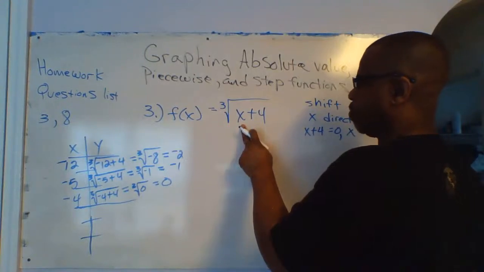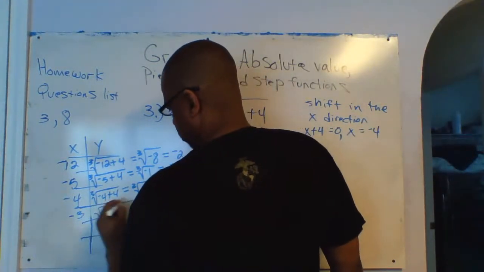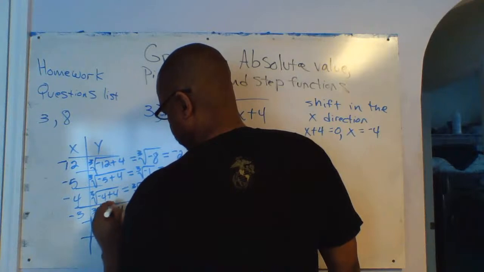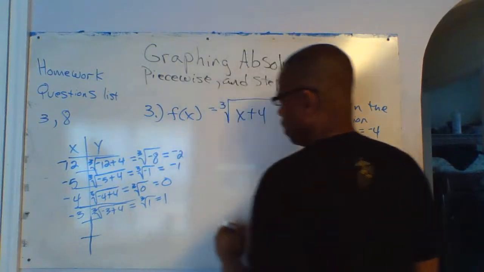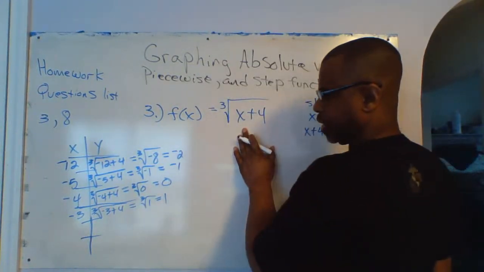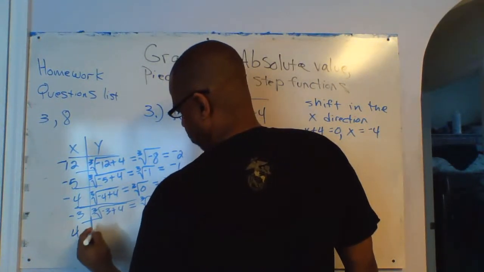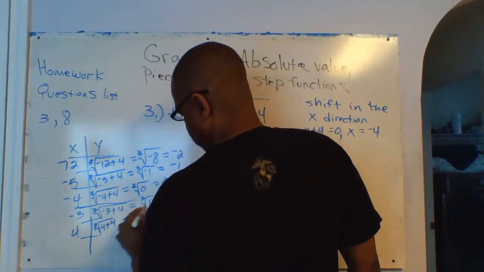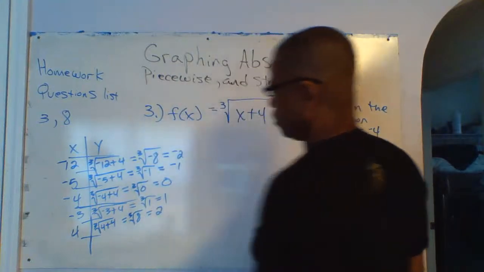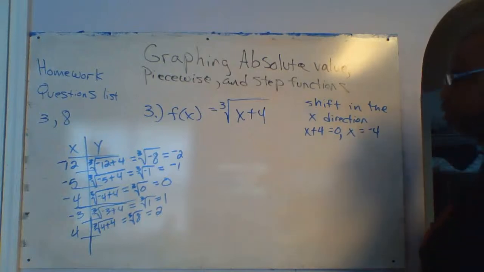Now I need to make this a positive 1. To do that, I'm going to use -3. So the cube root of -3 plus 4 is equal to the cube root of 1, which is simply 1. Then I ask myself, what can I do to make this equal a positive 8? I'm simply going to put 4: the cube root of 4 plus 4 is the cube root of 8, which is 2. So I have all my whole numbers. Now all I need to do is graph it.